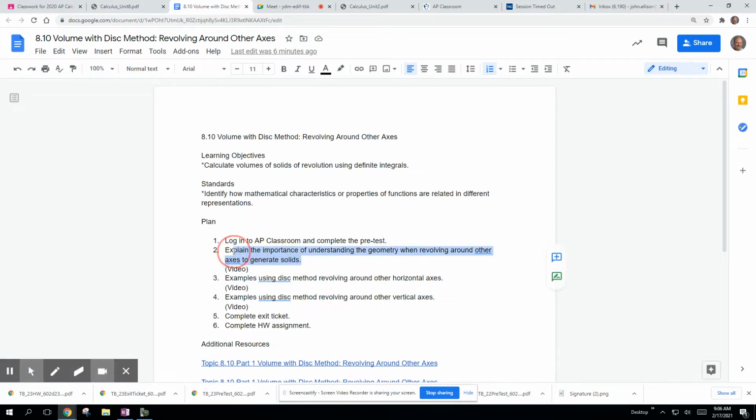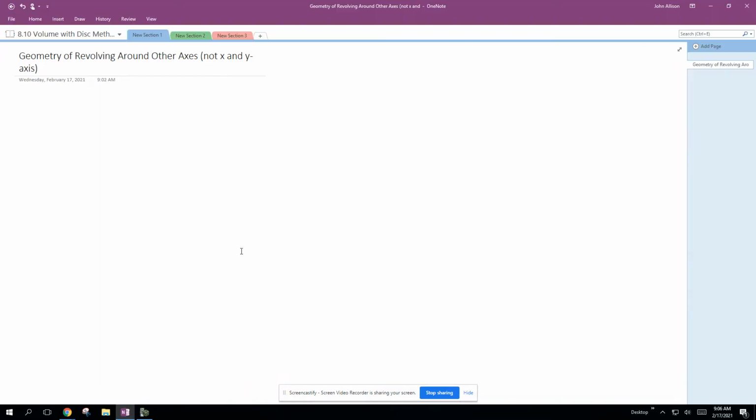We're going to start today talking about the geometry behind what we're doing. When we talk about this, let's take a function. Let's use the function f of x equals x squared. Let's sketch the graph. And we know that's a parabola with its vertex at the origin.